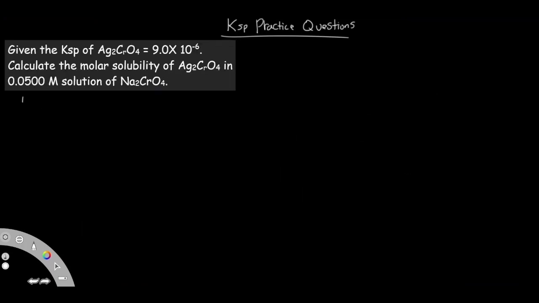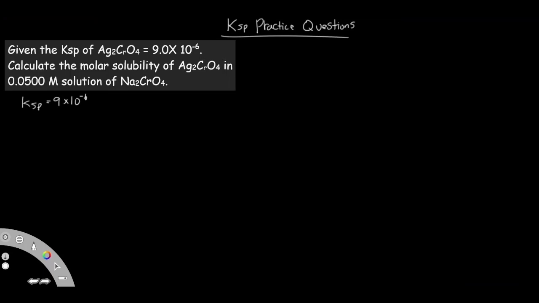So we can see we have a Ksp value of 9 times 10 to the negative 6. Calculate the molar solubility of that, okay? But they also tell us that there is 0.05 moles per liter, molarity solution of this, okay? So you're probably thinking, why is there sodium with this chromate, as well as this silver from this chromate? Well, if you're kind of confused over here, it's okay. Let's just start with what we know, okay?